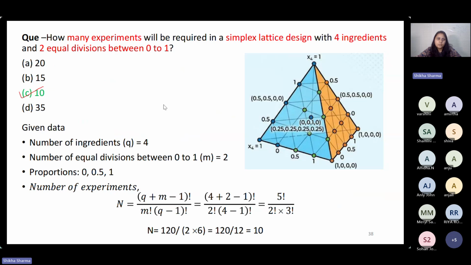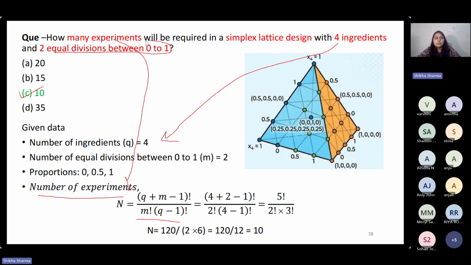So let's solve this question. As we discussed the formula to calculate the number of experiments, the question is also asking how many experiments. So the number of experiments n equals (q plus m minus 1) factorial divided by m factorial multiplied by (q minus 1) factorial, right? Here 4 ingredients are given, so q is 4, and 2 equal divisions between 0 and 1. So m value is equal to 2.